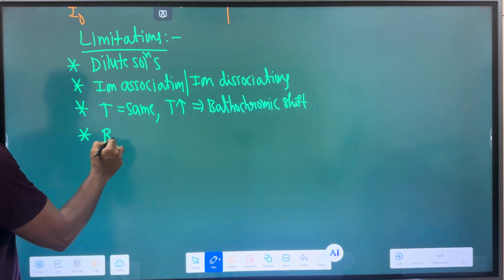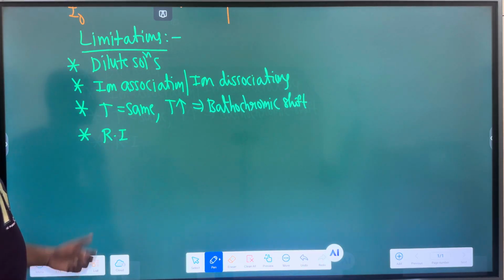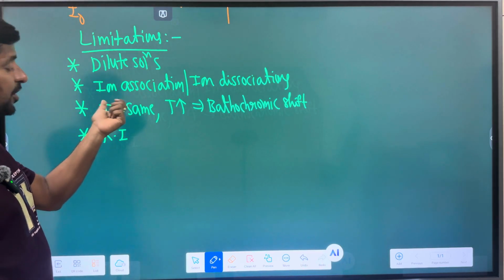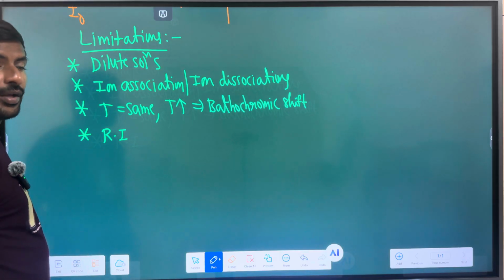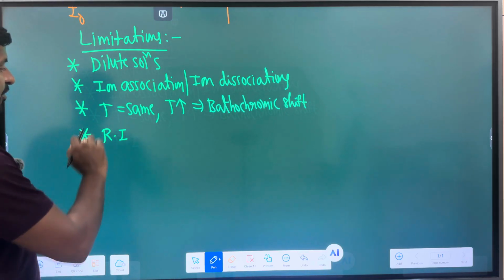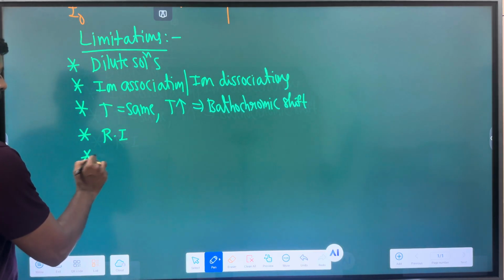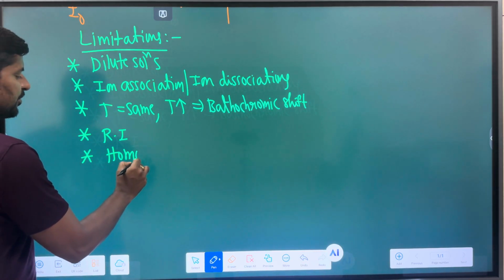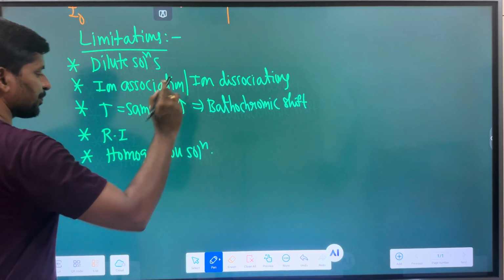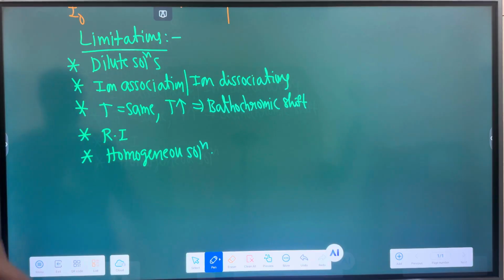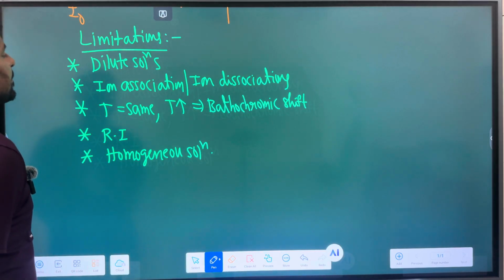Next, the refractive index should also not change. If you take a concentrated solution, the refractive index changes, and in such cases we may also get deviations. We have to take a homogeneous solution with uniform concentration.